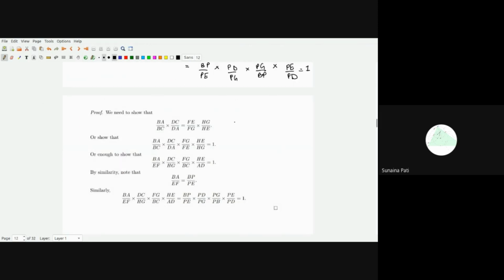So we need to show this, right? That was the cross ratios, and we took this to the left-hand side. We simplified it, just manipulated it a bit, and then we used the similarity. BA by EF is equal to BP by PE, and we use it everywhere. So BA by EF is equal to BP by PE, BC by HG is equal to PD by PG, and so on. And it gives us 1, which is what we wanted to prove, and we're done.